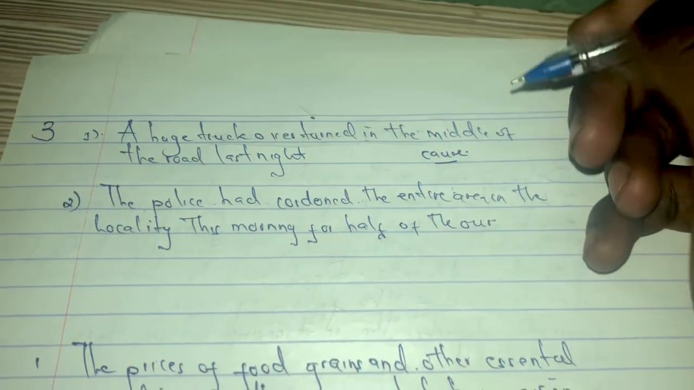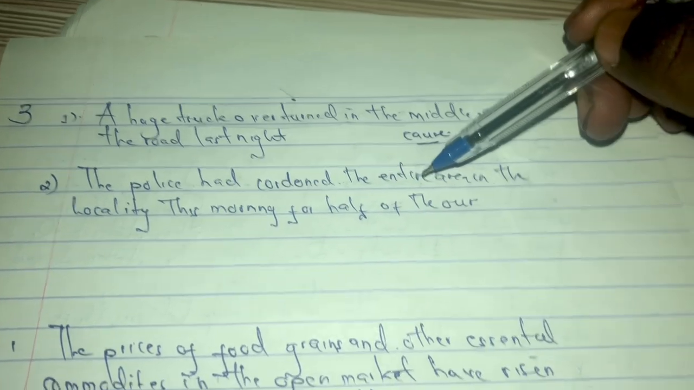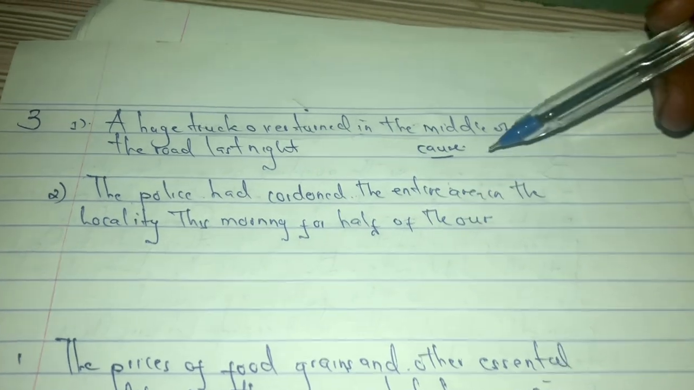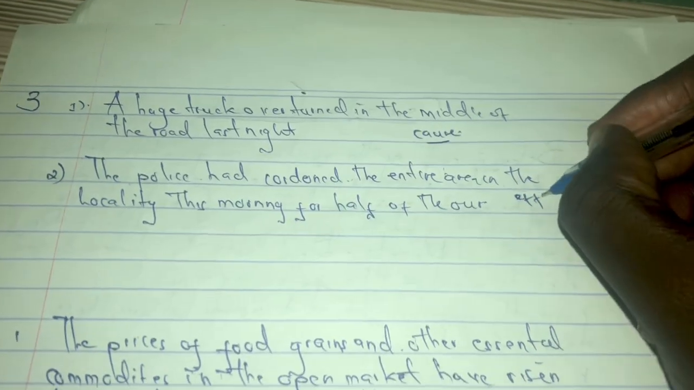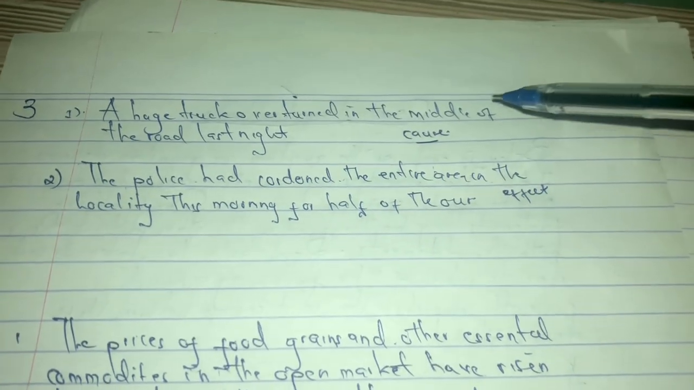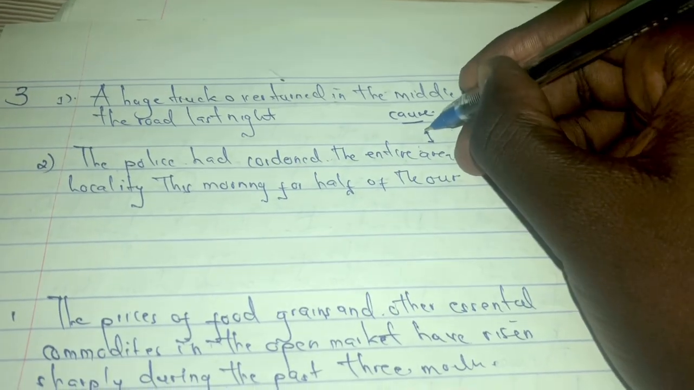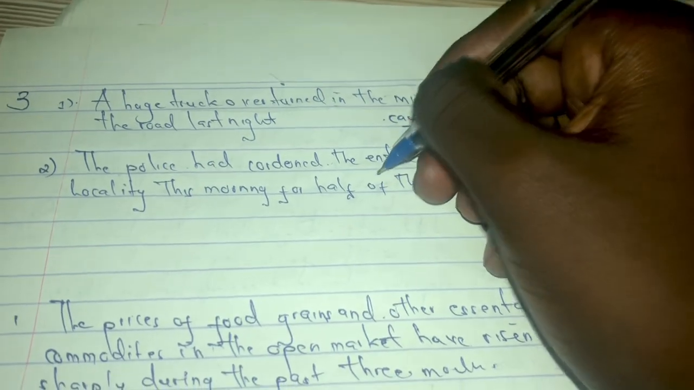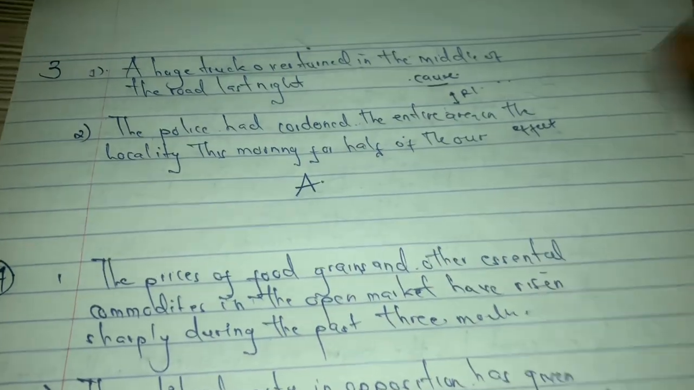Are we together? Then they are saying the police had cordoned the entire area in the locality this morning. The police cordoning the entire area is an effect. Maybe something happened. That's why they were able to do this. And then we look, is there any relationship that joins them? In case the huge truck overturns, do the police actually cordon off people from the given area? Yes, we see a relationship. So that means statement 1 led to statement 2. So the answer will be A, as we observed.